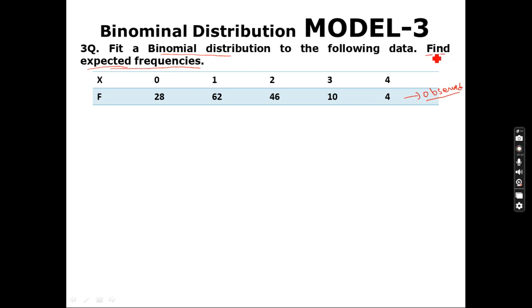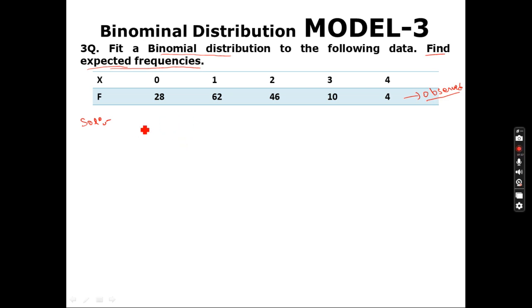Remember, in some questions you will not find expected frequencies; you will just be asked to find a binomial distribution for the following data, and directly this table is given. Always remember we have to calculate the expected frequencies. Once you read the question, you will get clarity.